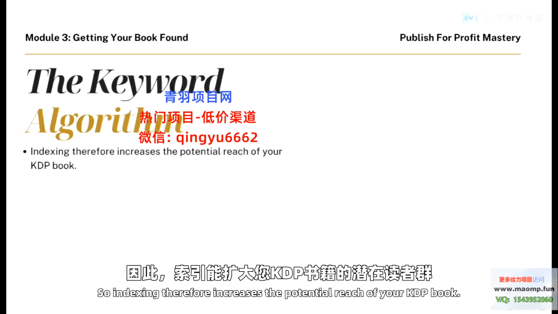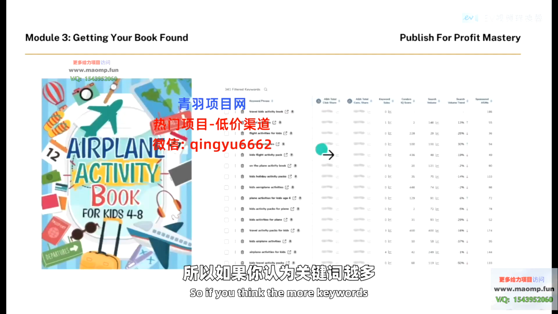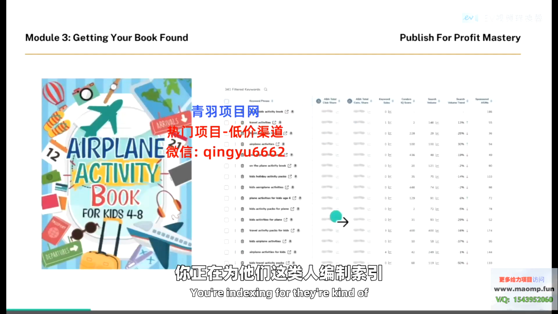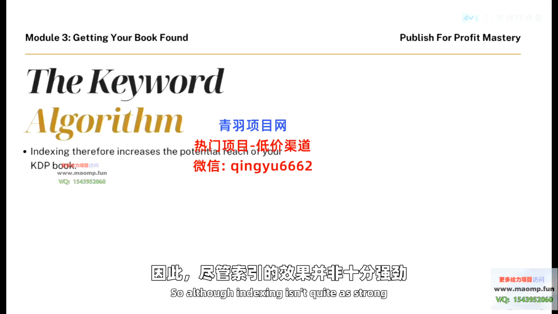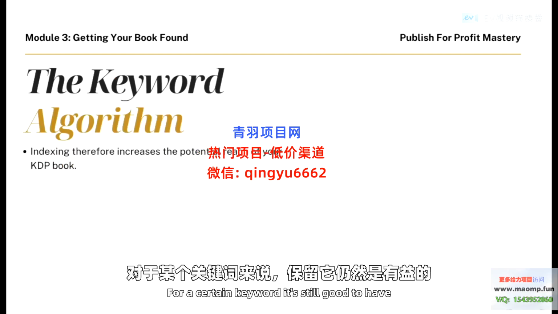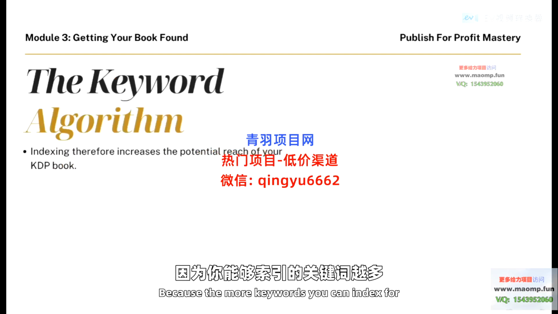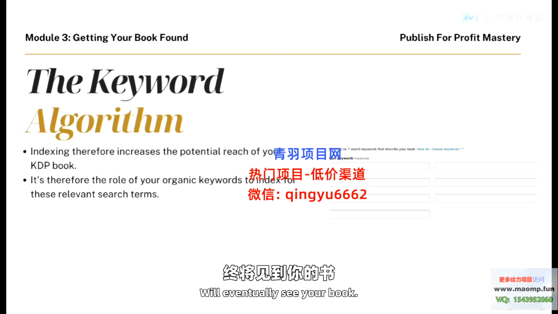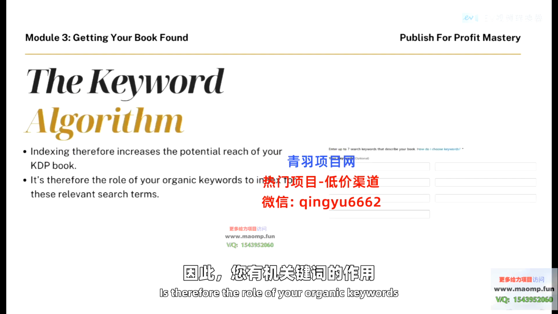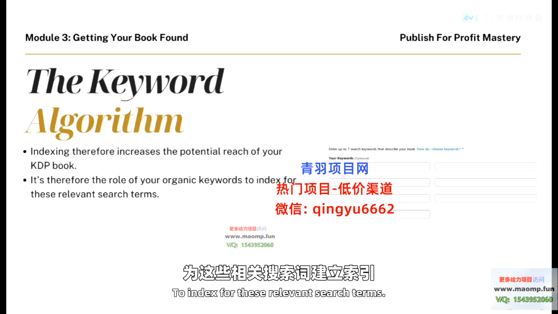So indexing increases the potential reach of your KDP book. The more keywords you're indexing for, the broader the net your book has over the whole of Amazon. Although indexing isn't quite as strong as actually ranking for a certain keyword, it's still good to have, because the more keywords you can index for, the greater your reach, and hopefully at some point the more people will eventually see your book. Therefore, how I treat this is that the role of your organic keywords is to index for these relevant search terms.